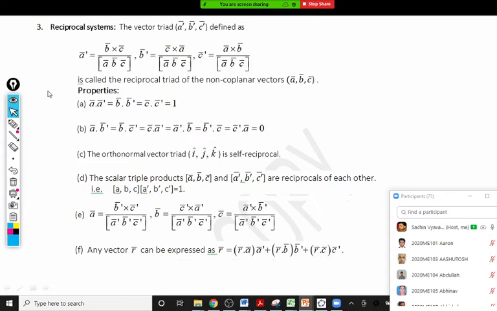So this one is the third session on vector algebra. In the first session we did one of the most important definitions, dot and cross product. In the last session we completed triple and quadruple products, and now, in the last session for vector algebra, we are going to learn about the reciprocal system.